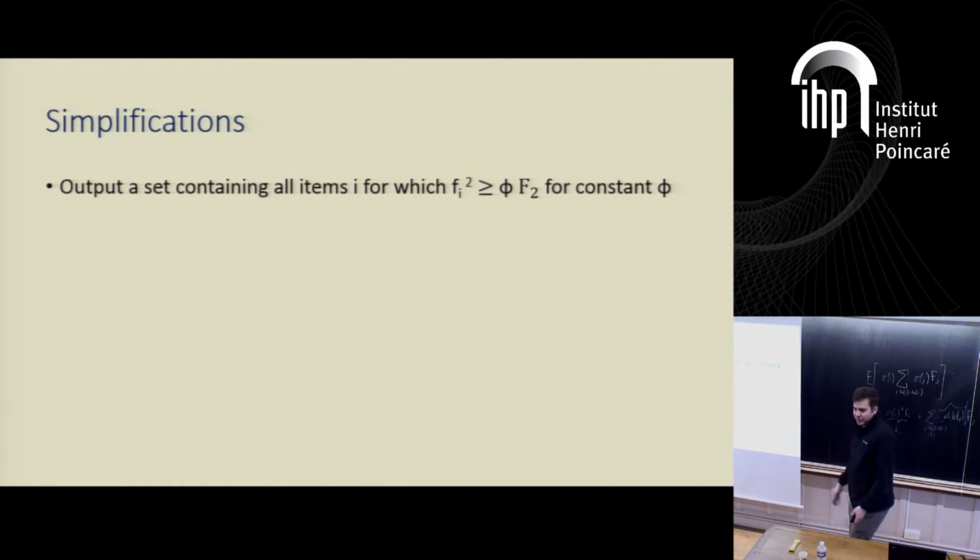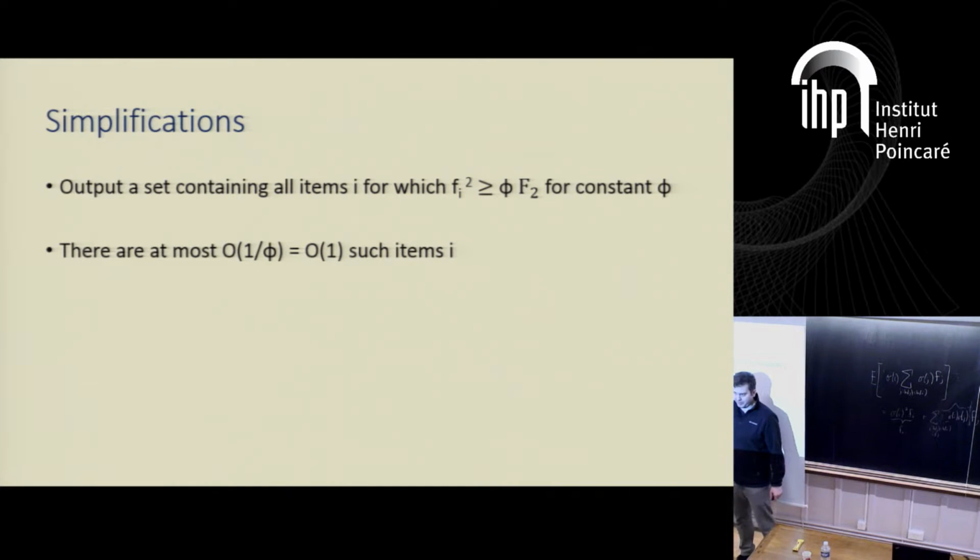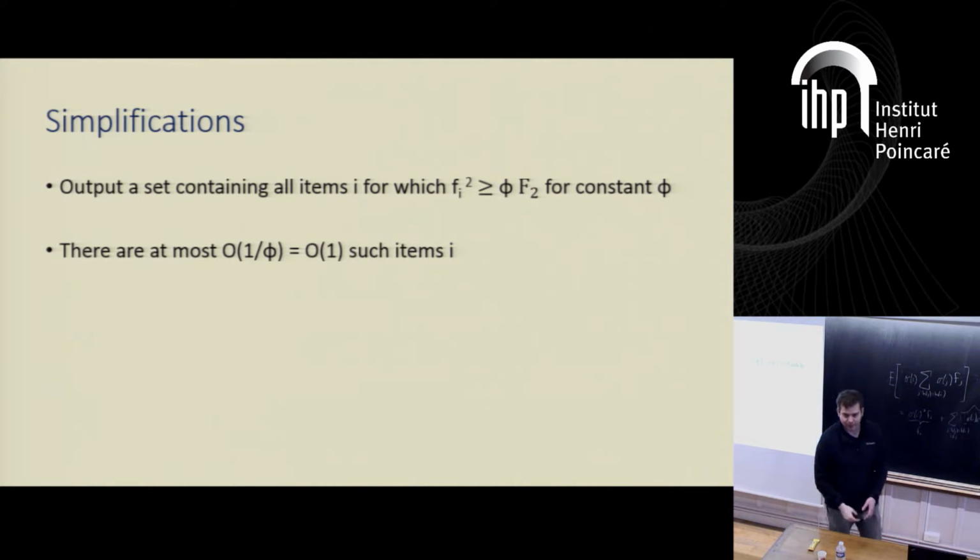Now I'm going to try to give an overview of this proof and the algorithm. This is the problem: we output all those items i whose squared frequency is at least, say, phi times f2. How many items can there be? How many items occur with at least 10% of the f2 value? There can be at most order 1 over phi such items, which is a constant for us.